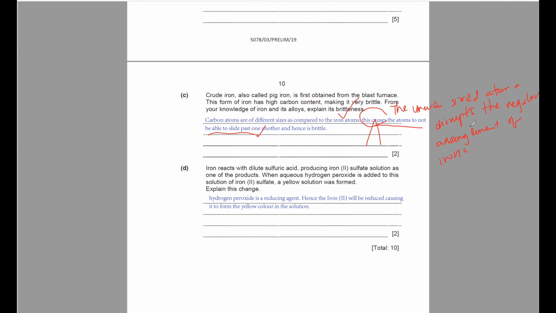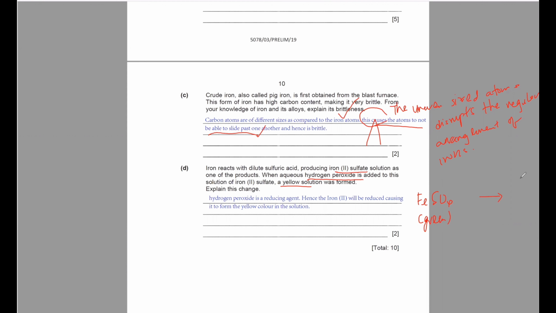Then the next one, you say iron part D. So iron with dilute sulfuric acid produces iron 2 sulfate as one of its products. So when aqueous hydrogen peroxide is added to this iron 2 sulfate, a yellow solution is formed. Then you have to explain why this changes. So you have this iron 2 sulfate. Iron 2 sulfate is actually green in color.